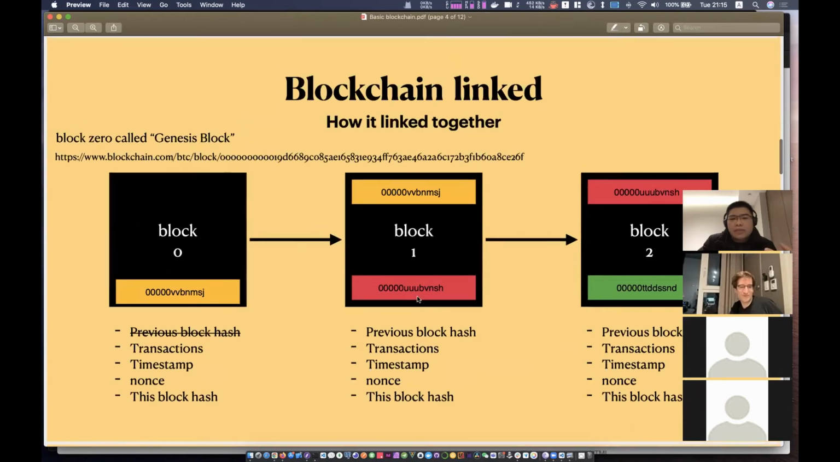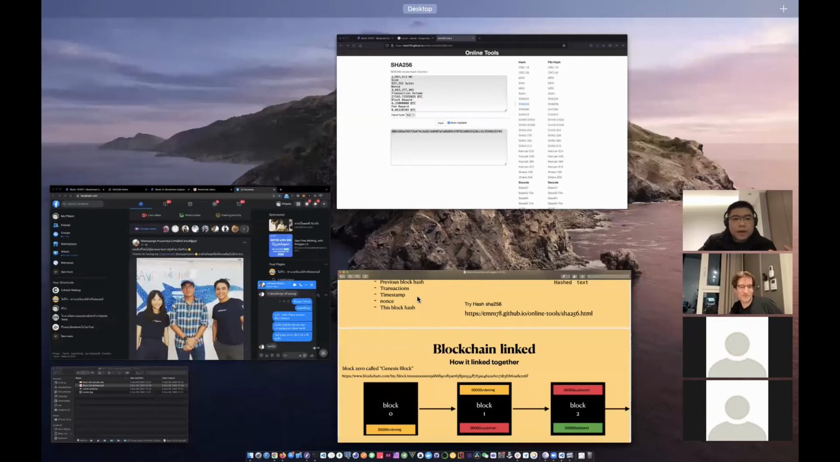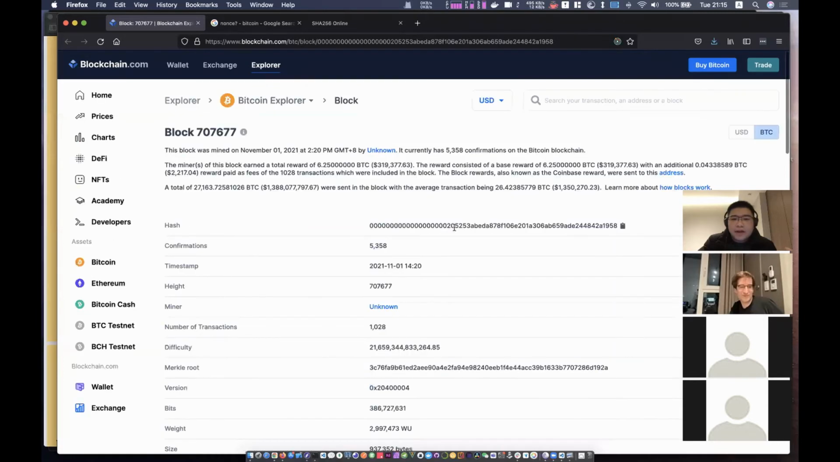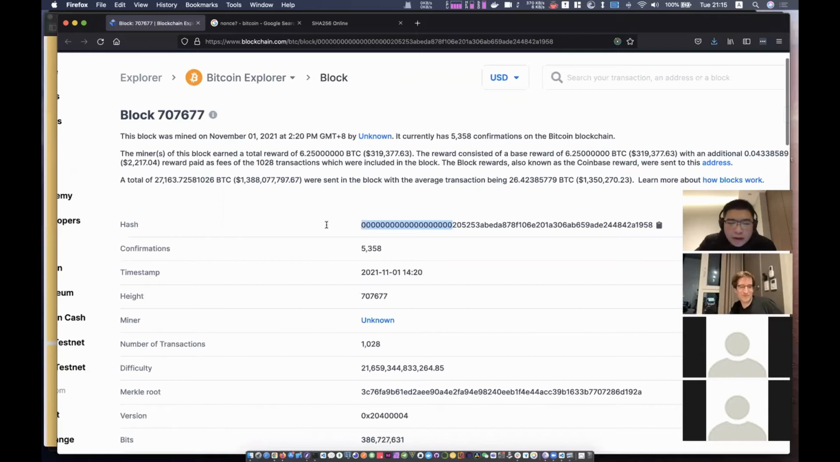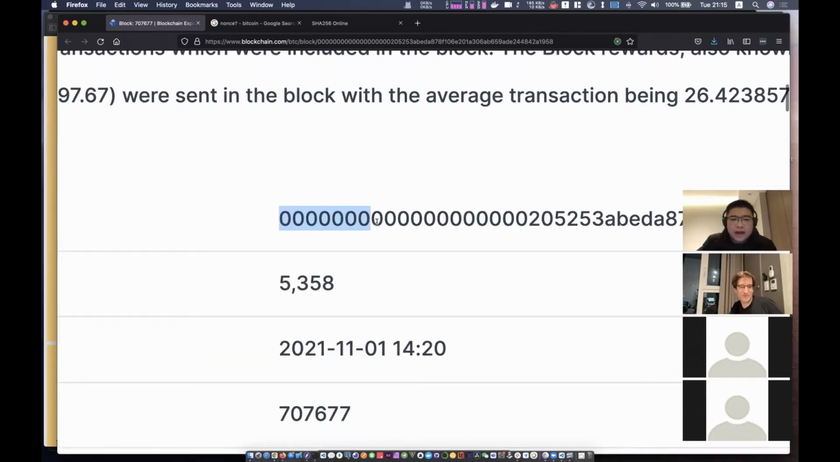I want to point something out that you can see here. You can see the information for the block, where the hash begins with zeros. How many zeros are there? Let me count. 1, 2, 3, 4, 5, 6, 7, 8, 9, 10, 11, 12, 13, 16, 17, 18, 19, 20, 21. Okay, they have 21 zeros here.